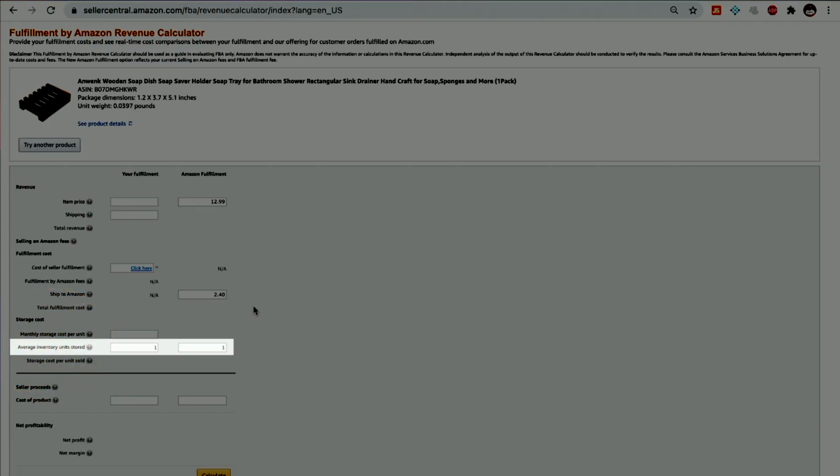So leave the average inventory unit stored as 1 and smash the like button for the YouTube algorithm.